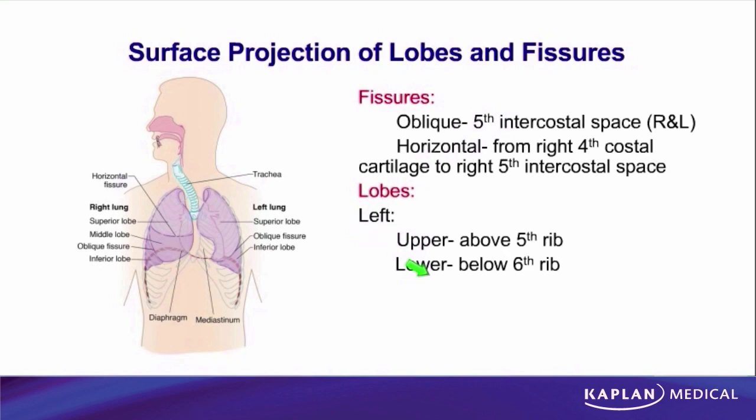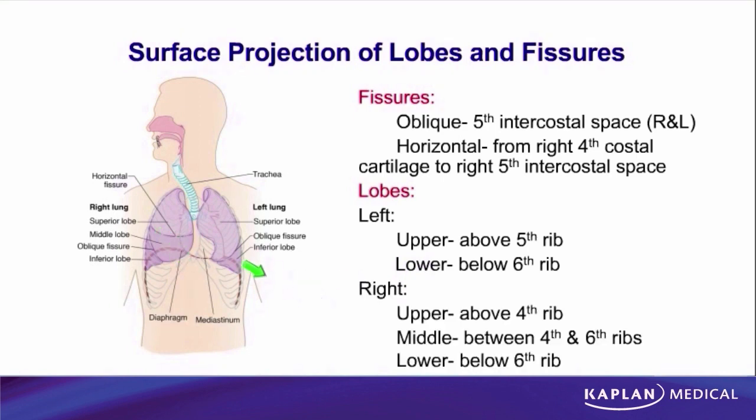And then for the right lung, since we now have to account for the horizontal fissure, and since the horizontal fissure is where we said from the fourth intercostal space out to the fifth, from the fourth rib to the fifth intercostal space, on the right side, the middle lobe, which is between the horizontal and oblique fissure, is between the fourth and sixth ribs. The upper lobe is above the fourth rib, in other words, above the horizontal fissure. And the lower lobe is still below the oblique fissure, so it's below the sixth rib. Okay?